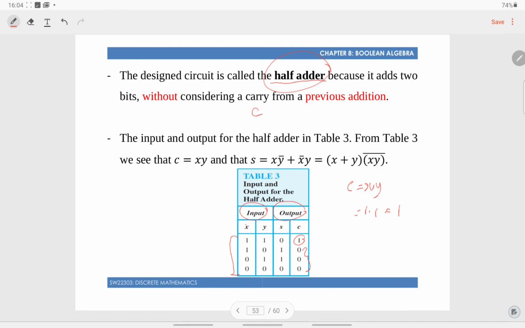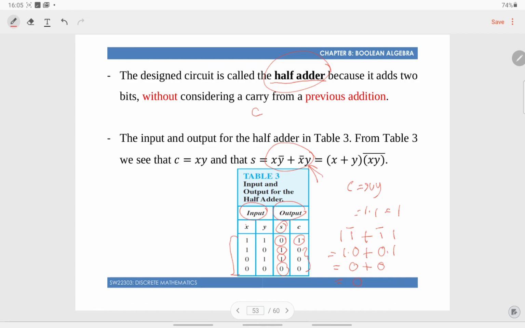And for s, the expression is like this. For example, when x equals 1 and y equals 1, x y complement plus x complement y gives 1 times 0 plus 0 times 1, which is equal to 0 plus 0, equal to 0. You can get this value, and we can do the same process to get all the remaining values. So this is the expression for S, the sum bit.